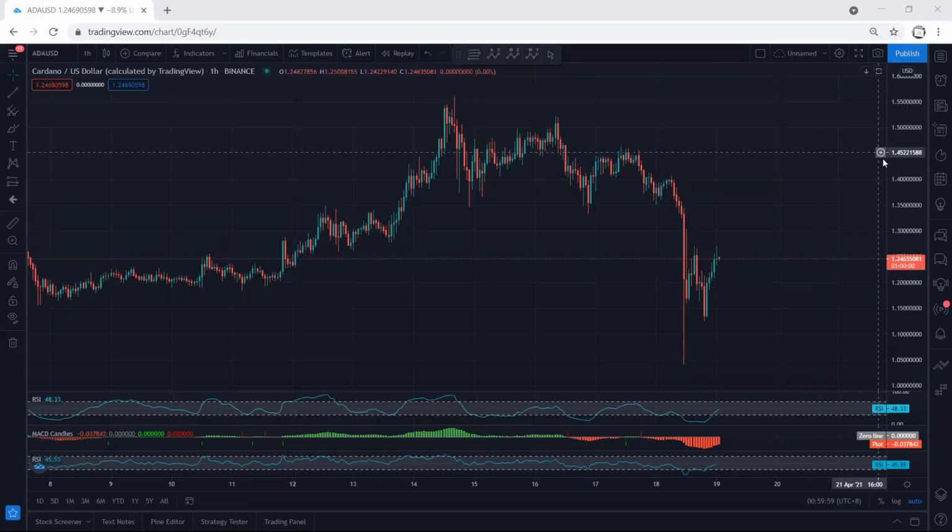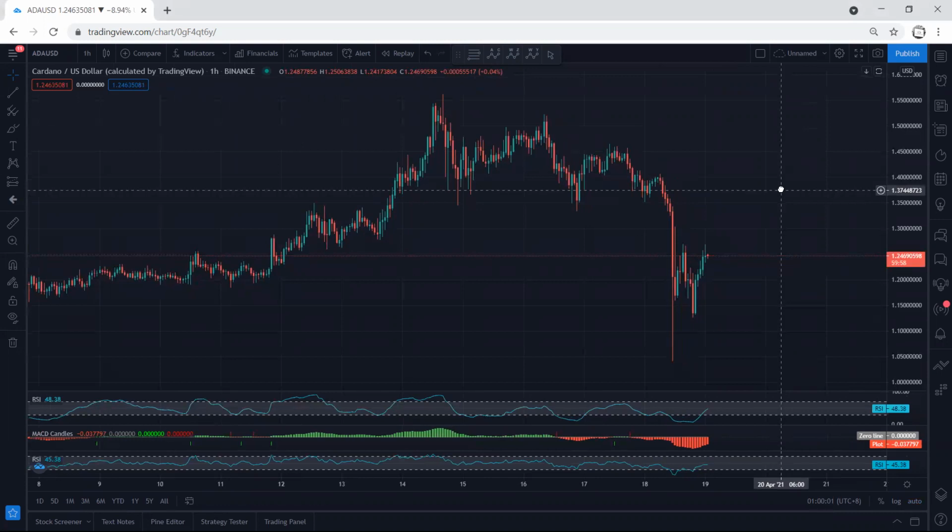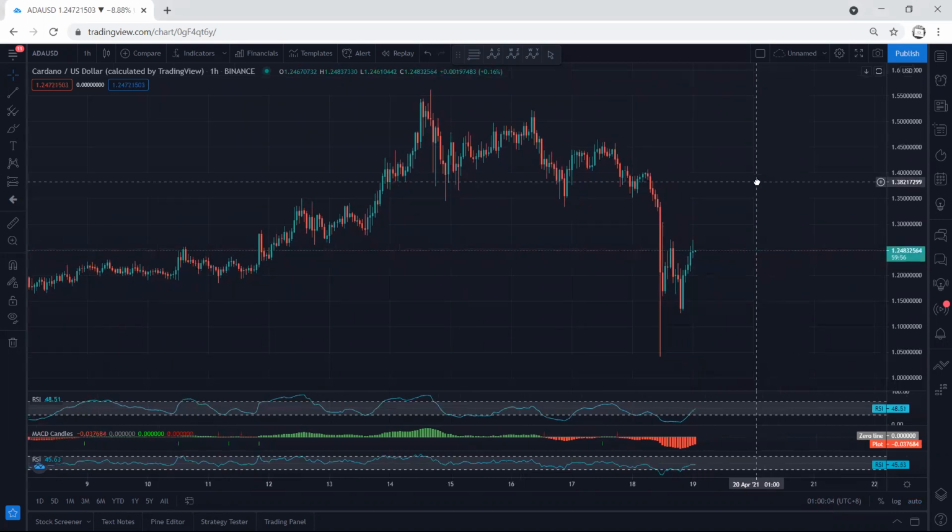ADA, we start with the 1 hour chart. Okay, I haven't given an update for a few days since I was sick. All right, now we start with the 1 hour chart and we want to see how we can trade it.